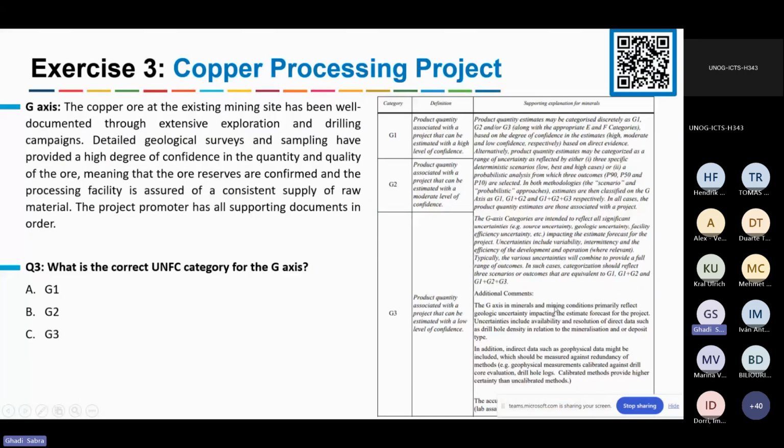Now, last axis for this project, the G-axis. The copper ore at the existing mining site has been well documented through extensive exploration and drilling campaigns. Detailed geological surveys and sampling have provided a high degree of confidence in the quantity and quality of the ore, meaning that the ore reserves are confirmed and the processing facility is assured of a consistent supply of raw material. The project promoter has all supporting documents in order. So what is the G-axis category? G1, high level of confidence in product estimates, G2, moderate levels, or G3, low level.